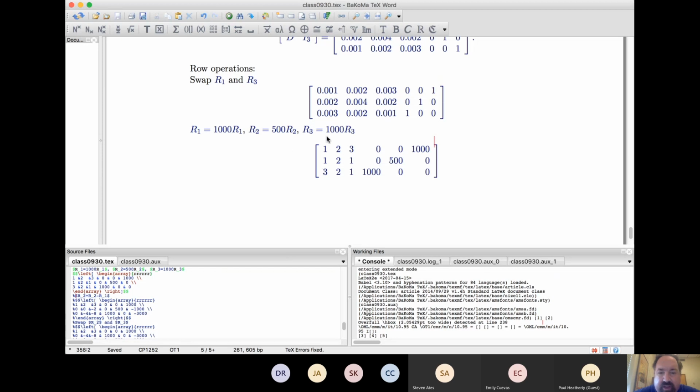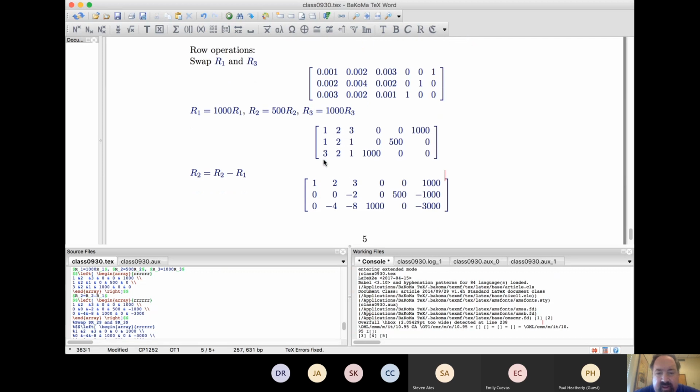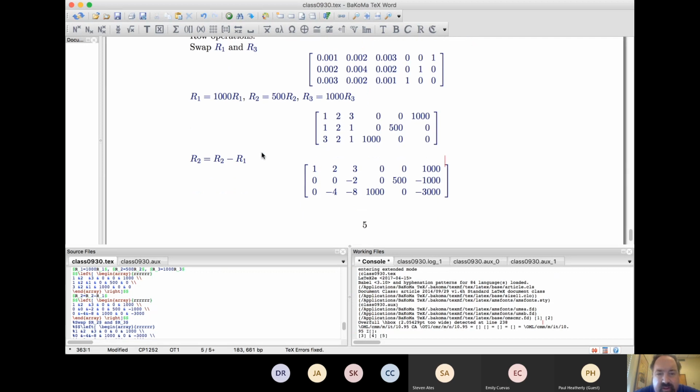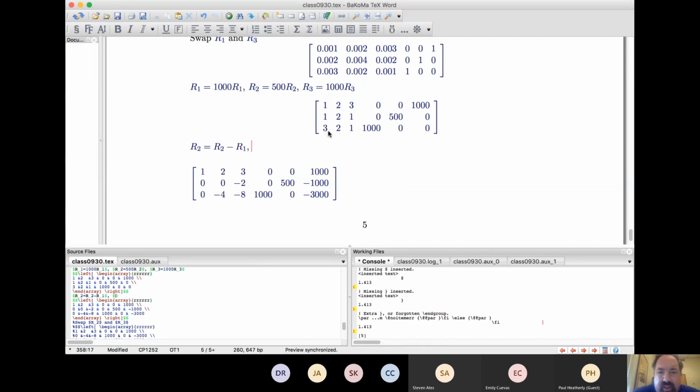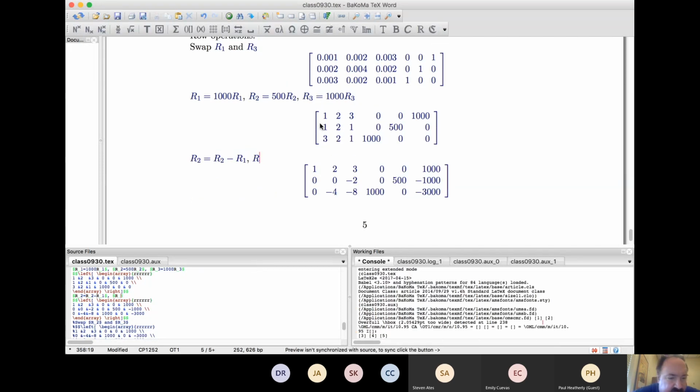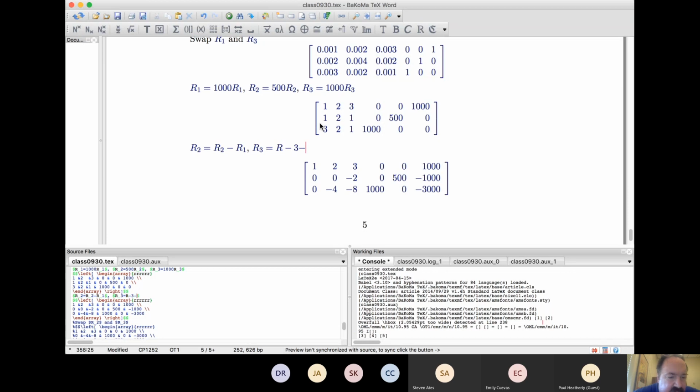So for example, I can subtract these 2 rows. Looks like I seem to have skipped a row operation. I'll fill in what it would be. So I also say row 3 is equal to itself minus 3 times the first row. This row operation takes care of this element in the third row.